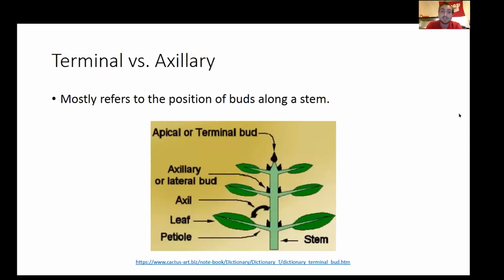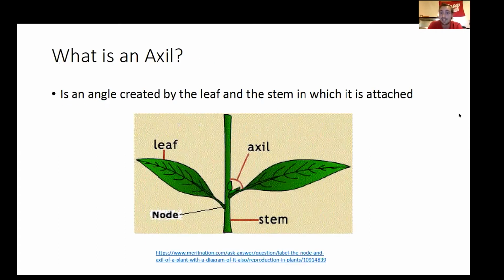So I said terminal versus axillary refers to the position of buds. Terminal or apical refers to the end of a stem, whereas an axillary bud refers to a bud in the axil of a leaf and a stem. An axil is really just an angle between two features. So when we refer to a bud, it means it's an axil between the leaf and the tree stem. We can also have axils in other features of our tree, such as between the primary and secondary veins of the leaves. Those are vein axils. But it really is just an angle between two features on a tree.